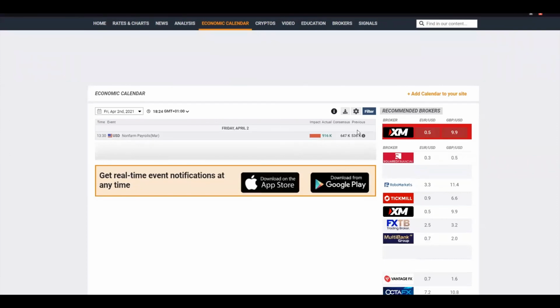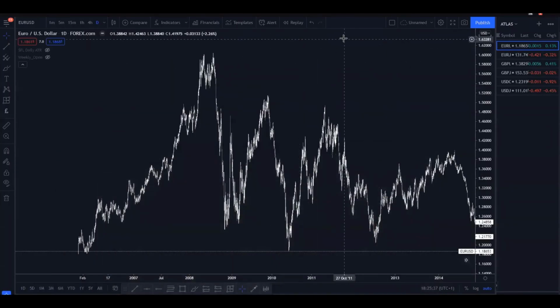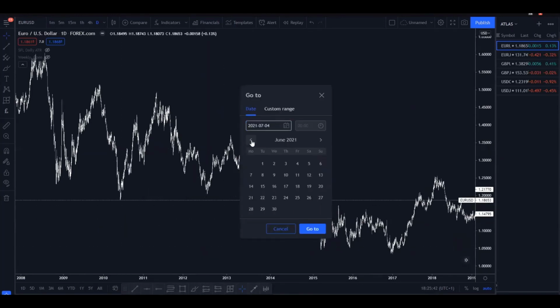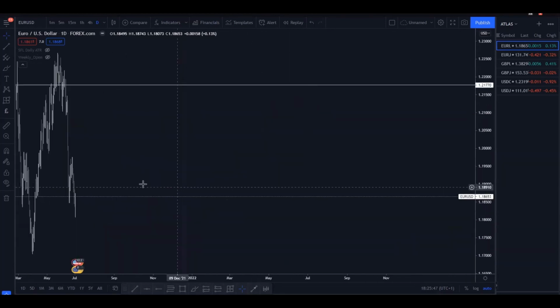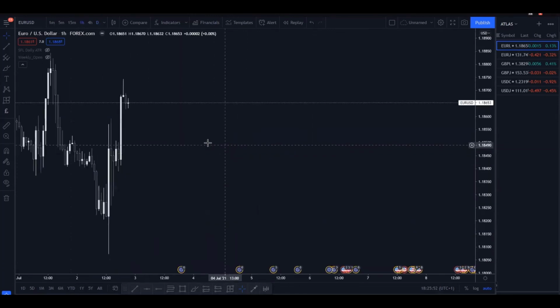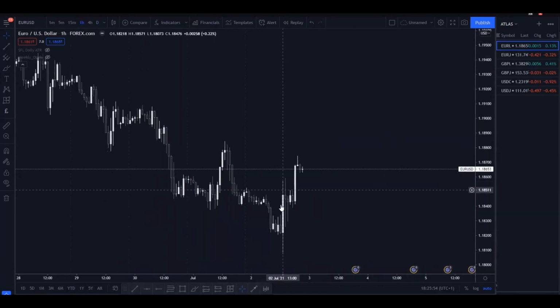As I found this figure here, I'll now go back into the market. I'll go back on the euro dollar chart and go to that specific day, April the 2nd, and see how the market reacted. This is that candle. It's on the hourly chart, so this would be the 1 o'clock to 2 o'clock candle. How did the market react? Why did it react this way? Has it reacted this way in the past? Is it likely to react in this way in the future?